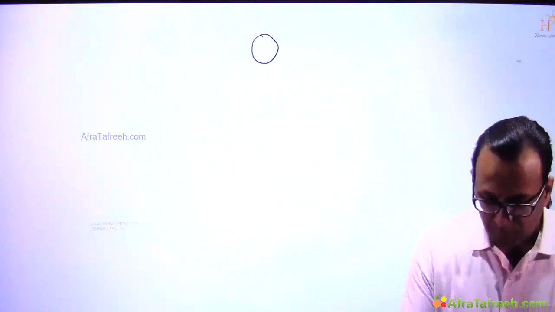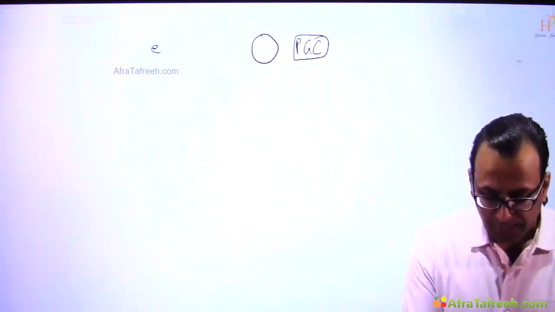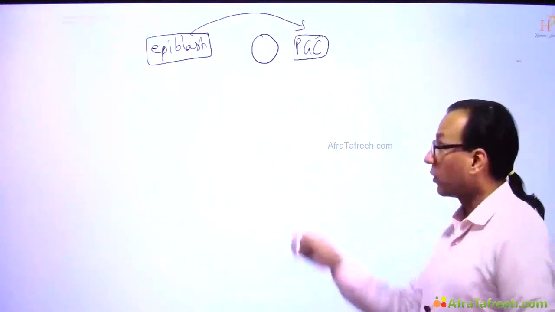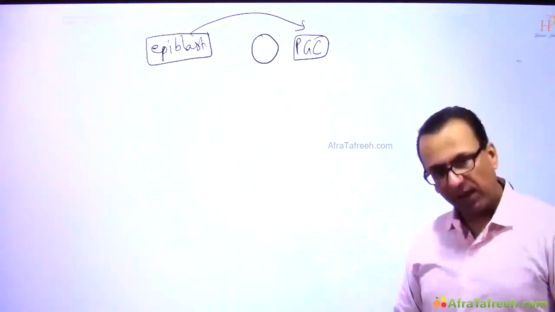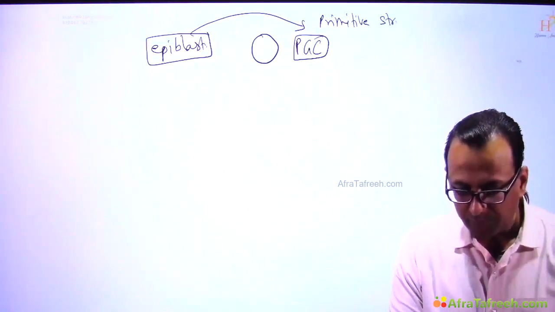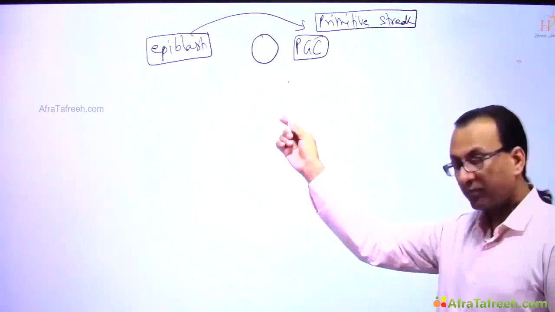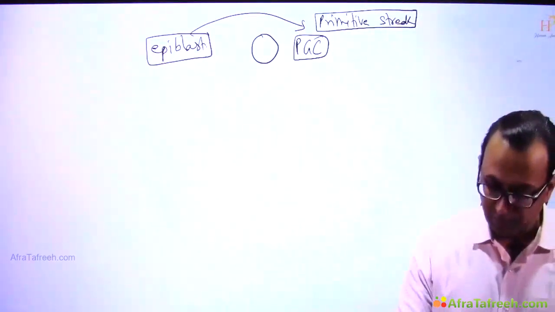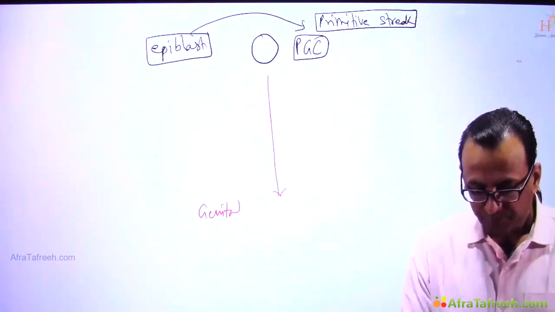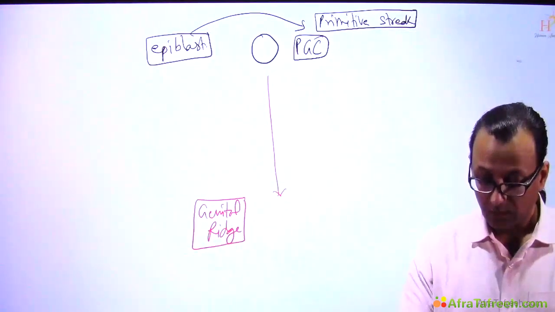See, we have got a primordial germ cell, and where did it come from? It is coming from epiblast cells. So it is the epiblast cells which will give us primordial germ cell. Actually, epiblast cells are going to form what is called as primitive streak, and in the primitive streak there will be the primordial germ cells developing. And these primordial germ cells which develop in the primitive streak now migrate towards the genital ridge, because at the genital ridge they are going to give us what is called as the gamete.